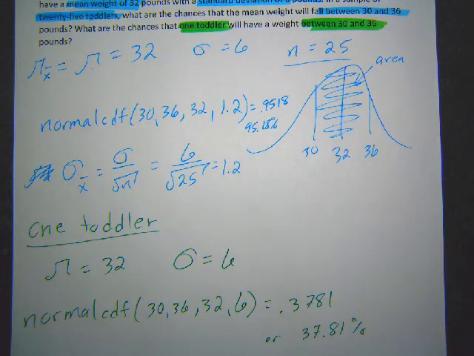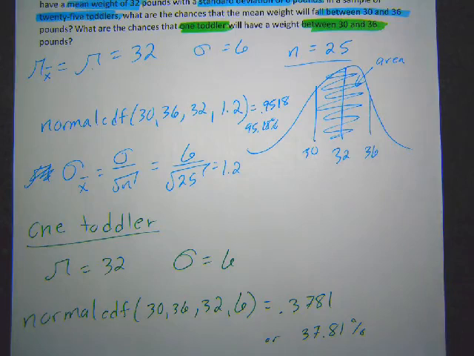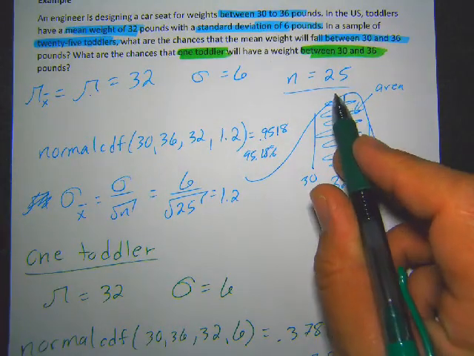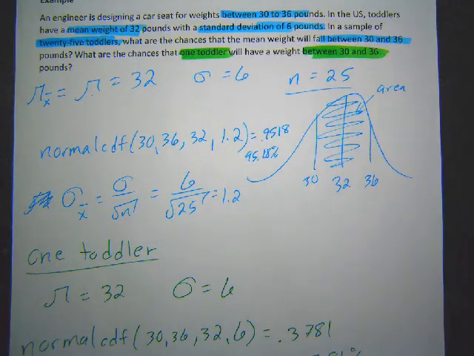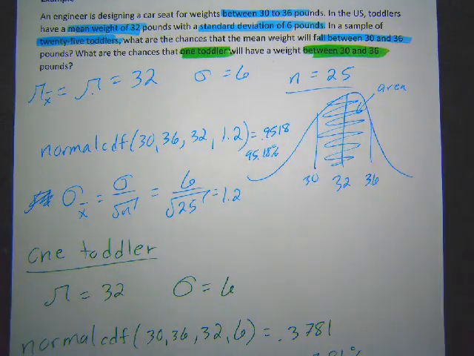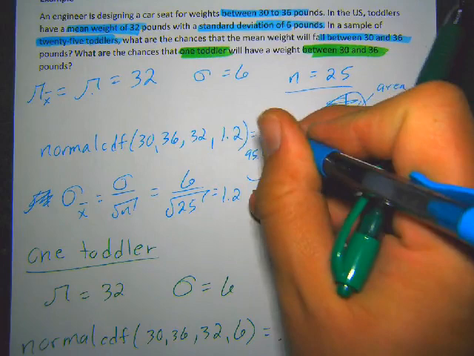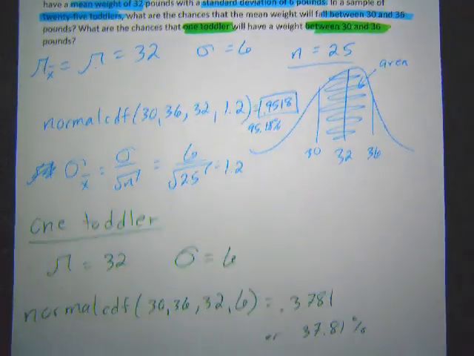So that's why this is going to get to be a lot less, because everything's spread out. When you only have one person, there's a lot more likelihood that they might be away from the middle. So values that are beyond 30 or beyond 36, since you only have one person, those could happen. But when you have a group of 25 and you look at their average, you kind of cluster everything in the middle. And that's the big difference. That's why this one was so big at 95%. The other one was so small at 37%.